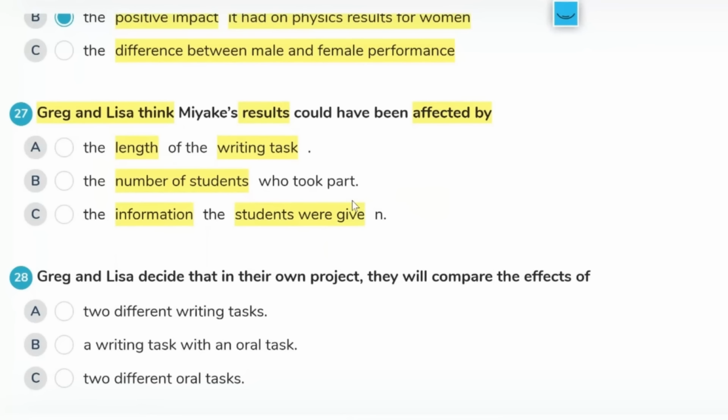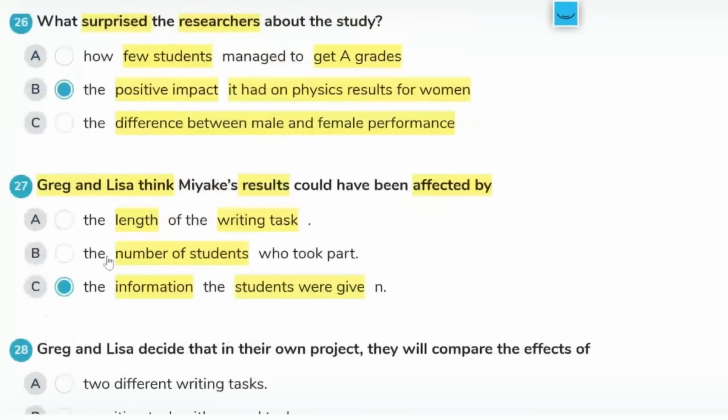Okay, that's good. Correct answer for question number 27 is option C. Okay, now I tell you why A and B are wrong. Don't worry. So anyway, mind you, Miyake's article left out a lot of details, like did the students do the writing just once or several times? Okay, did the students do the writing just once or several times? They are not talking about length of writing. They are talking about frequency of writing, once or several times. So A is not the right answer.